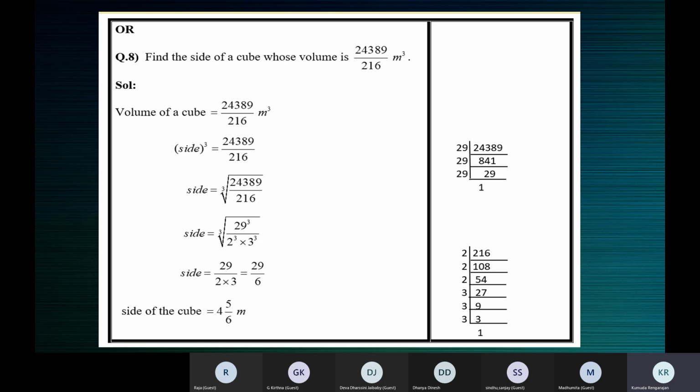Okay, maybe it's 17. 17 ends with the digit 7. So 17 into 17 into 17. 7 sevens are 49, and again into 7, 49 into 7 is 343. So it'll end with the digit 3. Whatever the product of 17 into 17 into 17 is, it will end with 3.